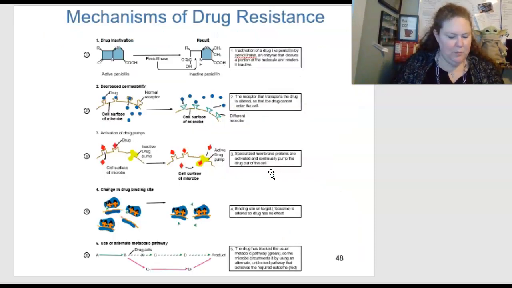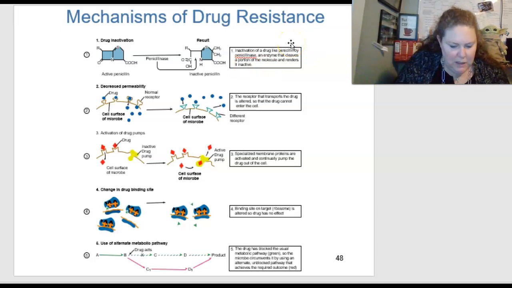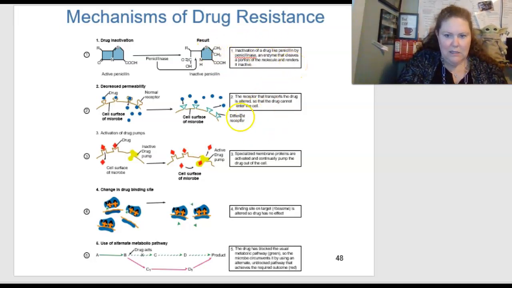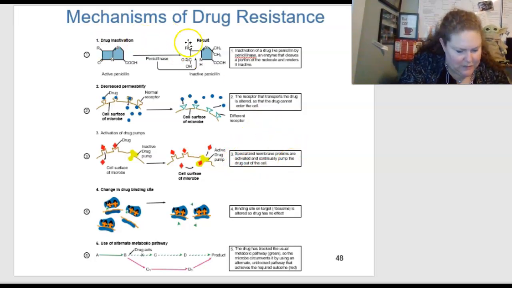Here is another, bigger table of the mechanisms of drug resistance, and this is table 12.14. Up here you have the inactivation of a drug like penicillin by penicillinase, an enzyme that cleaves or chops off a portion of the molecule and renders it ineffective. That's shown there. And in this one, the receptor that transports the drug is altered so that the drug can no longer enter the cell. We have the third way. Okay, so this one, I'm sorry, was drug inactivation.